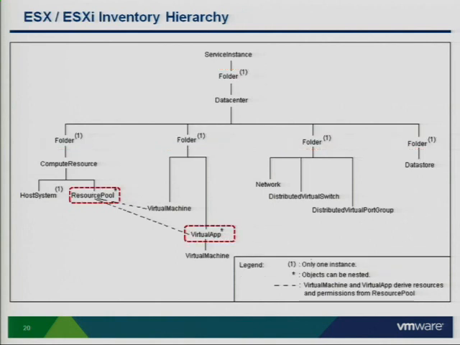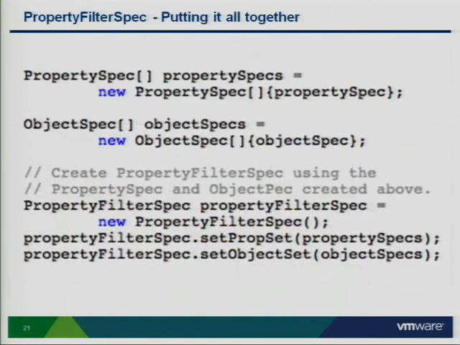And the same thing for ESX. The only difference in ESX is that only resource pool and virtual apps could be nested. Its host system is going to be 1, and there's going to be 1 data center and stuff like that. Okay. So any questions so far on traversal spec or anything? Yeah.